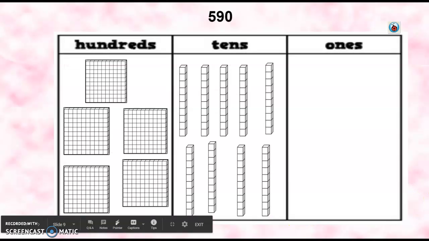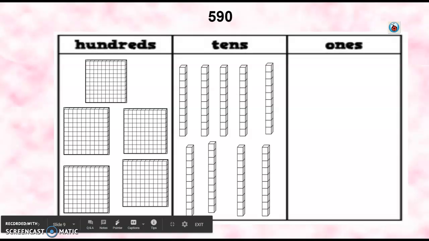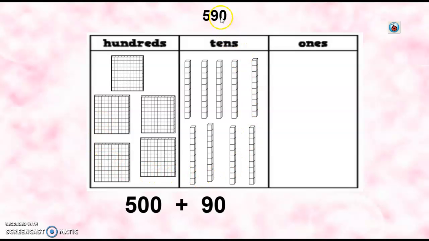Let's look at the next example. The next example is showing you 590. There are 0 in the ones, 9 in the tens, 5 in the hundreds. If I pull this apart, this is expanded form. You pull it apart: 500 plus 90, you could say plus 0, but 500 plus 90. This is expanded, say it with me, expanded form. This is base 10, standard form.